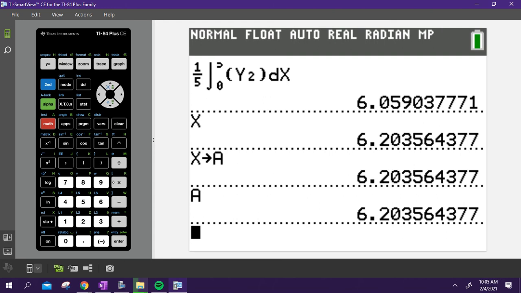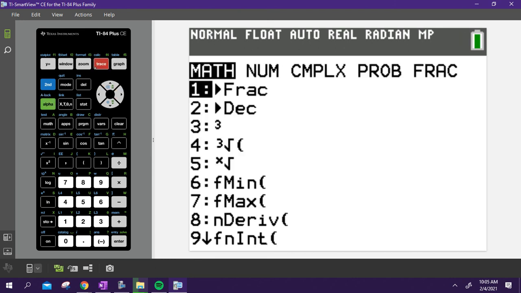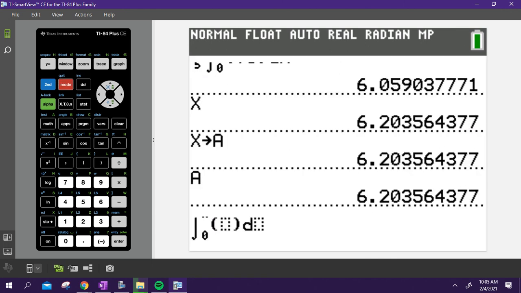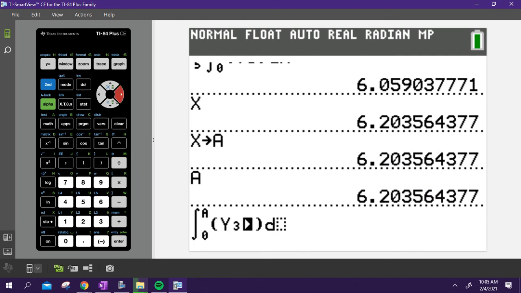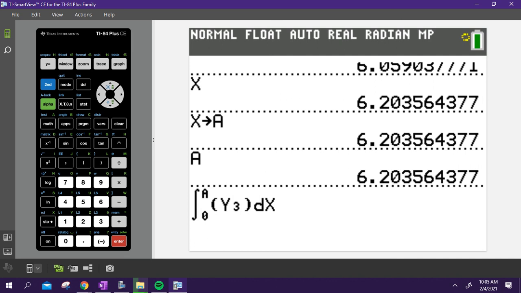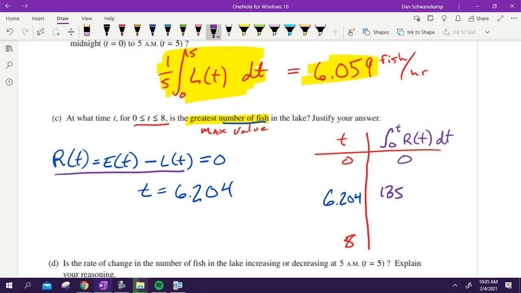So in my calculator, I'm going math 9. I'm integrating from 0 until when? Alpha A, because I've saved that number. I could have just picked it right there, but alpha A. I'm going to integrate which equation here? Y3, because I already typed that thing in as Y3. So I'm going alpha F4. I'm going to go down to Y3. And then I'm going to go dx. I typed that whole thing in. I hit enter. 135.015. That's how many fish are in my lake at 6 hours.